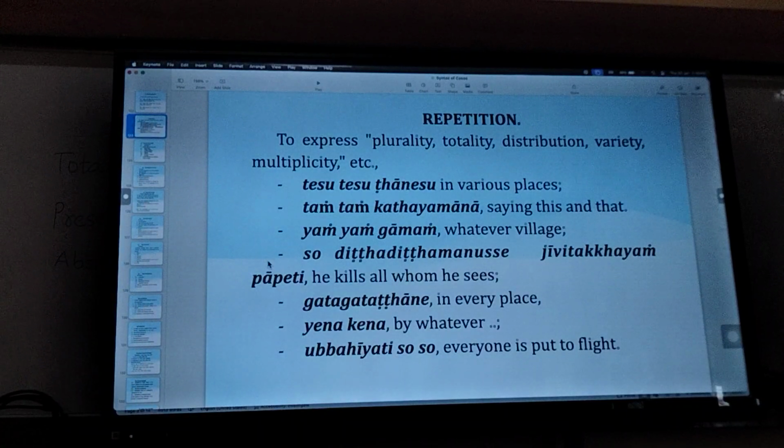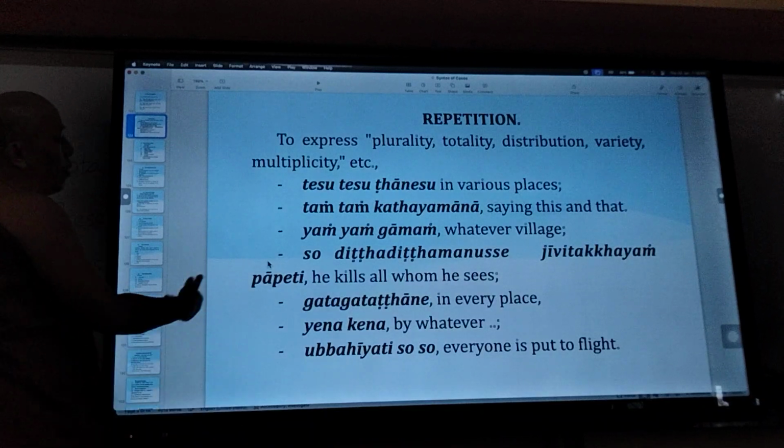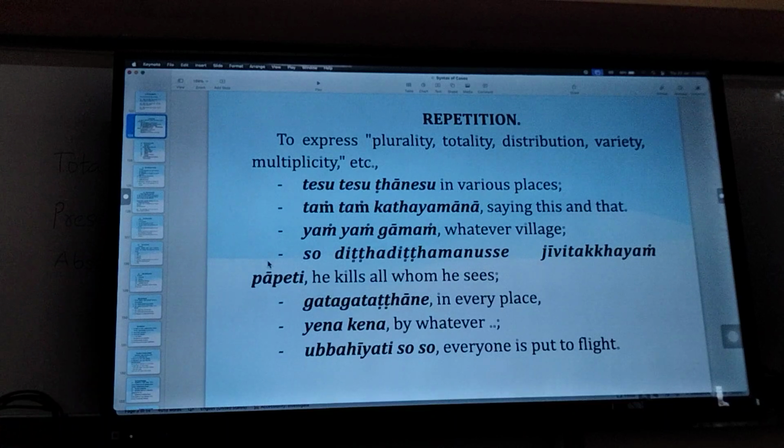So even though the word gada is repeated, the meaning of the word gada will not be repeated. Instead, we will see the sense of plurality or totality or variety or multiplicity. So it can be understood.